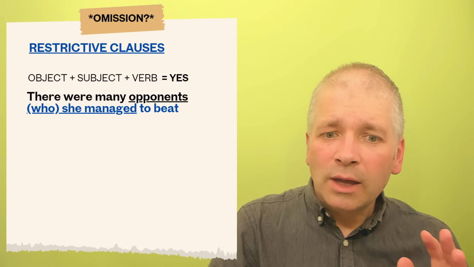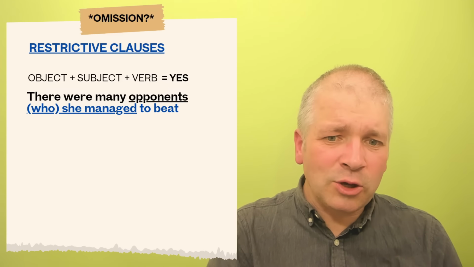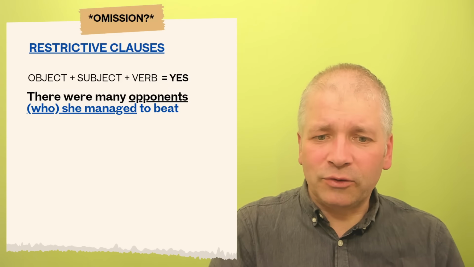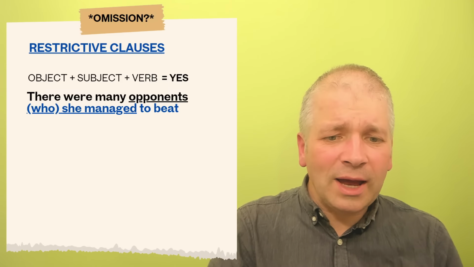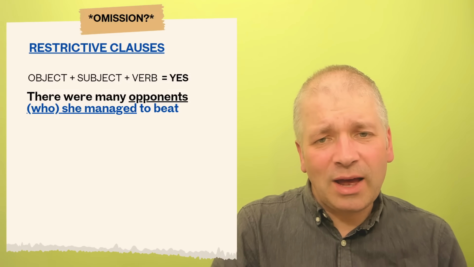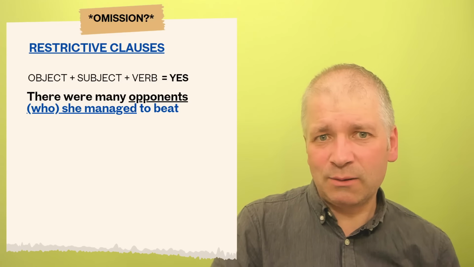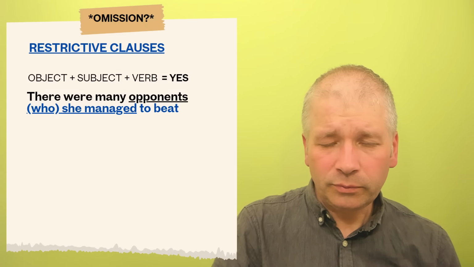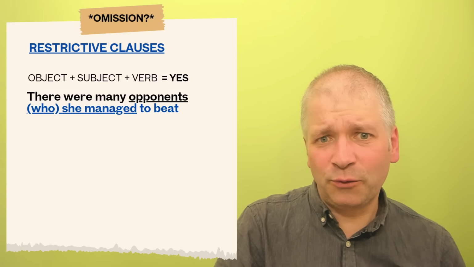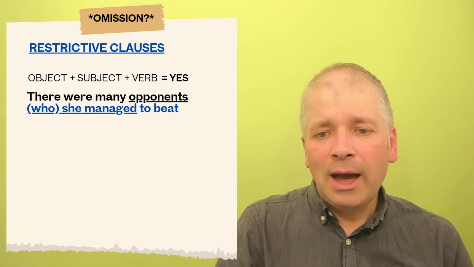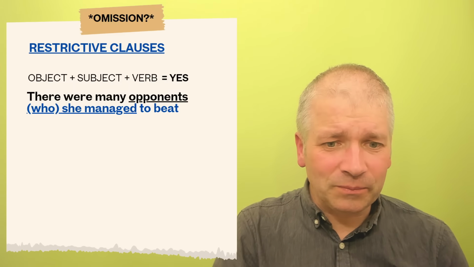One thing you can do with relative clauses is you can sometimes leave the relative pronoun out, and there are some specific rules on how to do this. Here is a list of some instances where you can leave the relative pronoun out. When you have the object, then the subject, and then the verb. What do I mean by this? Well, here the relative pronoun is the object, who. Then we have a new subject for the relative clause, she, and then the verb managed.